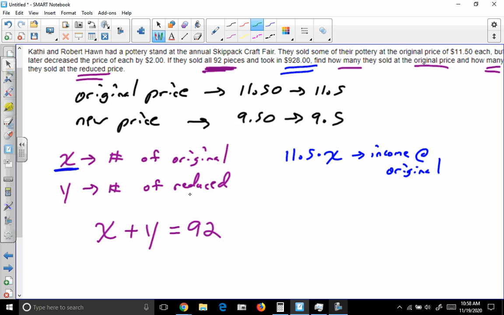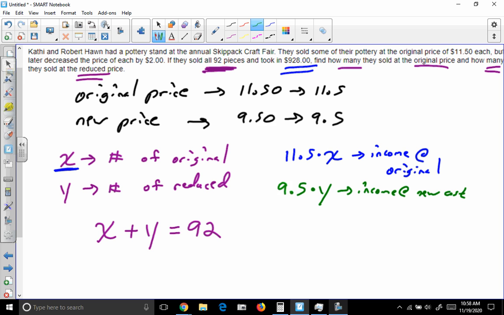But then we can do the same thing at the reduced price. At the reduced price, one costs $9.50. Two would cost twice that. 10 would cost this times 10. 20 would cost 20 times this. We don't know how many, so we take the cost times the amount we have, and that'll give us the income at the new cost.